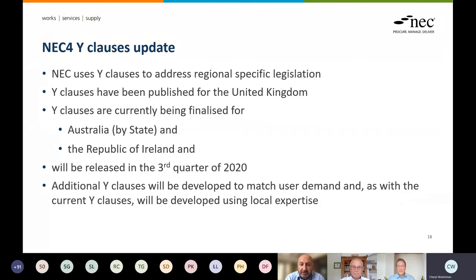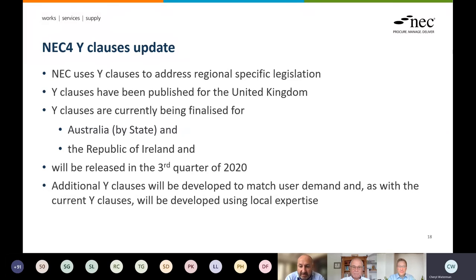We're now also creating Y clauses for different parts of the world. The Y clauses for Australia to be used with NEC 4 are going to be released very shortly. They're in the final stages of production in relation to the ECC contracts and the subcontracts, with other contracts to follow. And that will pick up security of payment legislation relevant to each state within Australia. And also in the Republic of Ireland, there are some additional Y clauses being created to take into account local legislation, with a view to releasing those in the next couple of months.